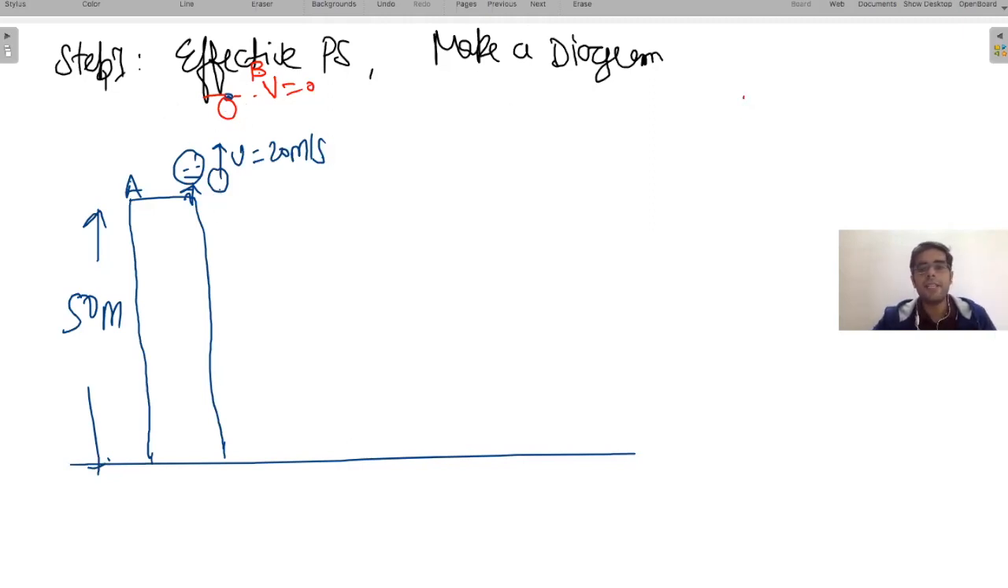And let's say this AB distance is capital H, and then it is falling down. It is falling down on the ground. So let's say this is point C.